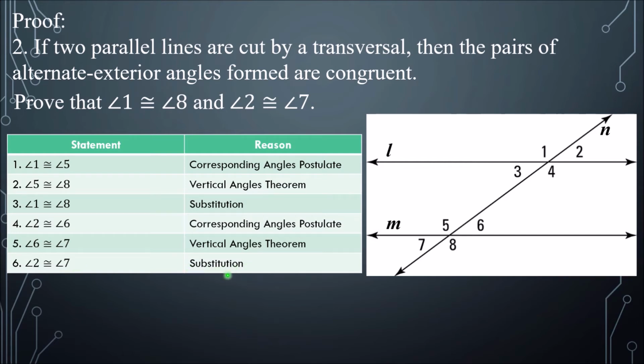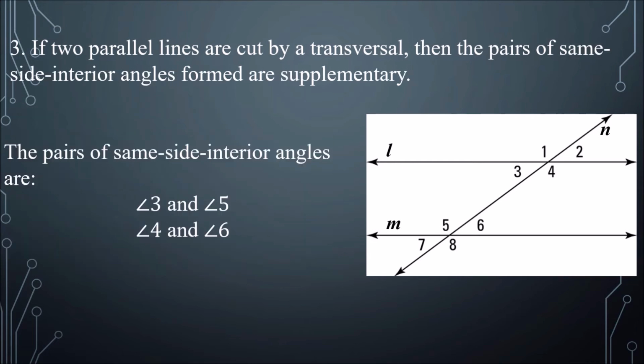So again, we proved angle 1 is congruent to angle 8 and angle 2 is congruent to angle 7. So that's the proof of alternate exterior angles theorem. Let's have the third pair of angles and the third theorem. If two parallel lines are cut by a transversal, then pairs of same side interior angles formed are, take note, not congruent but supplementary.